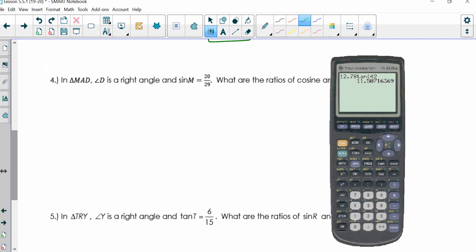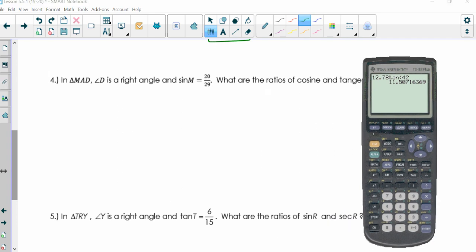All right, last 2. It says in triangle MAD, angle D is a right angle. So I'm going to draw this triangle. It does not matter how you label this triangle as long as you put the right angle in the right place. If angle D is the right angle, then it doesn't matter if you put M here or A here. If you flip these, your opposite and your adjacent are going to be flipped, but you'll end up with the exact same answer in the end.